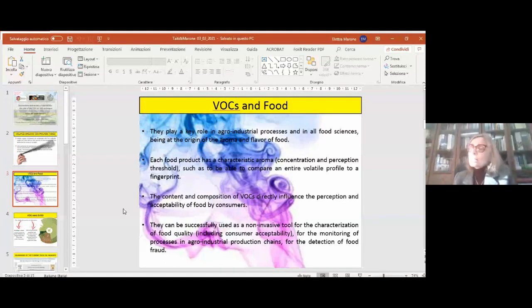They can be successfully used as a non-invasive tool to evaluate the quality and acceptability of products, and with suitable instruments, they can also be used to study the different stages of production processes and to identify the origin and presence of any fraud and sophistication.